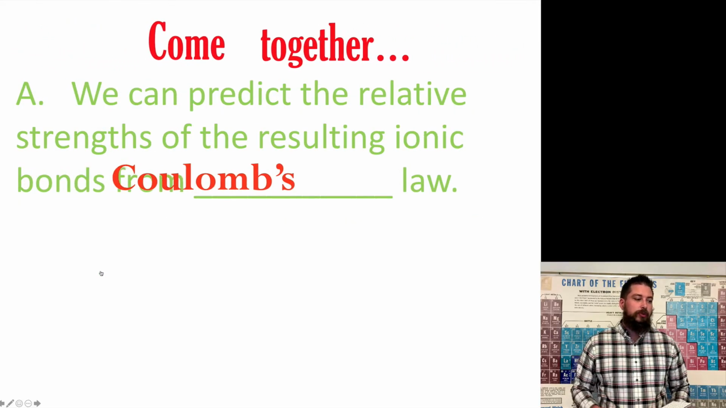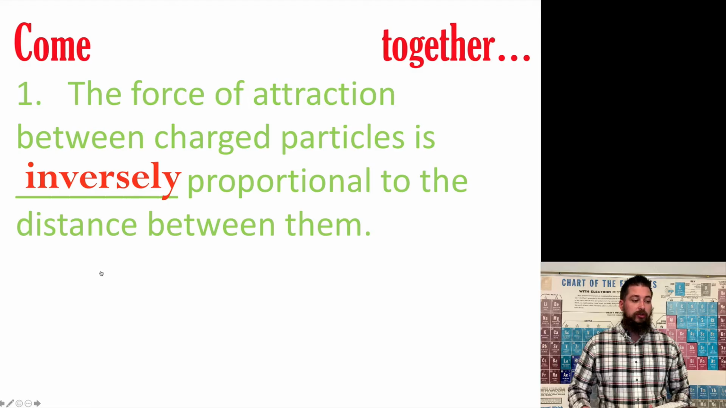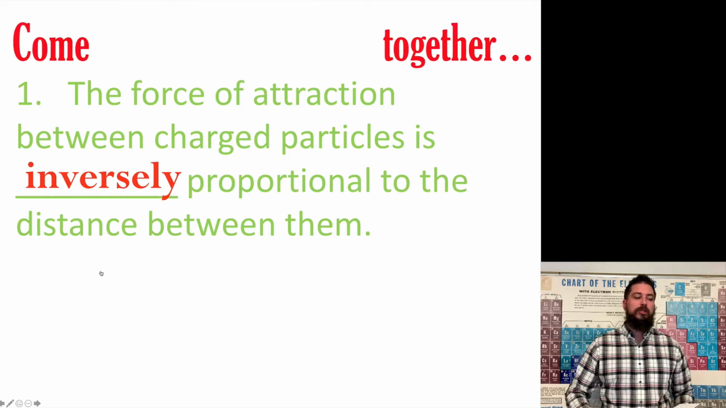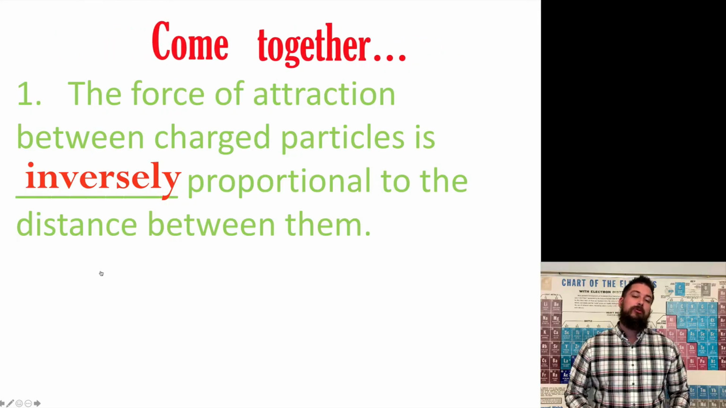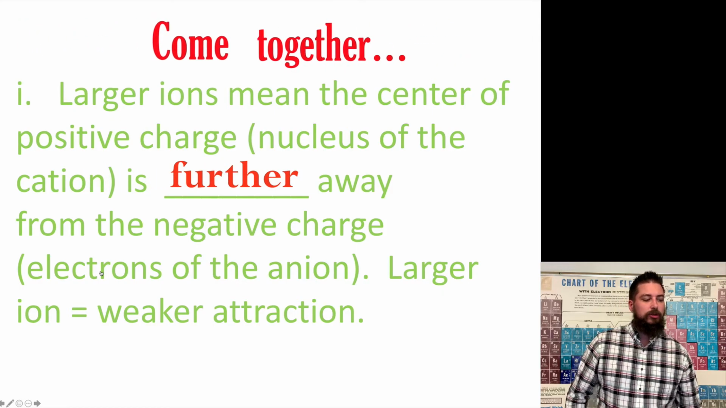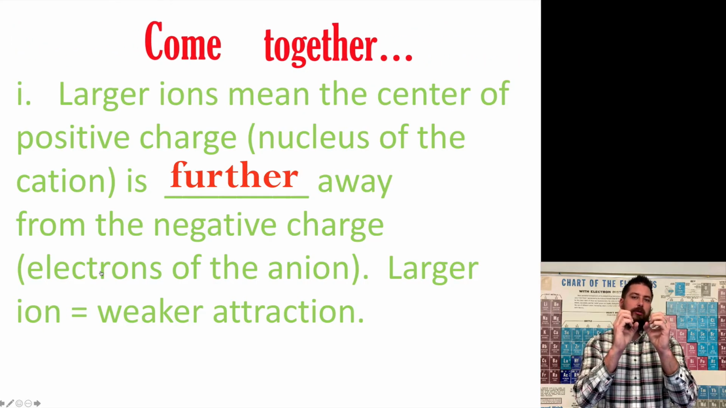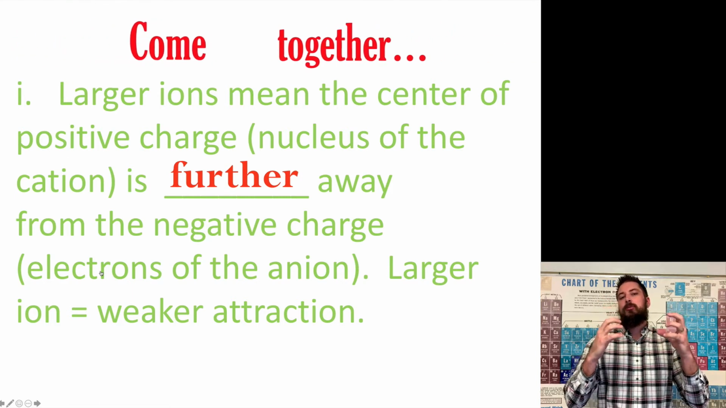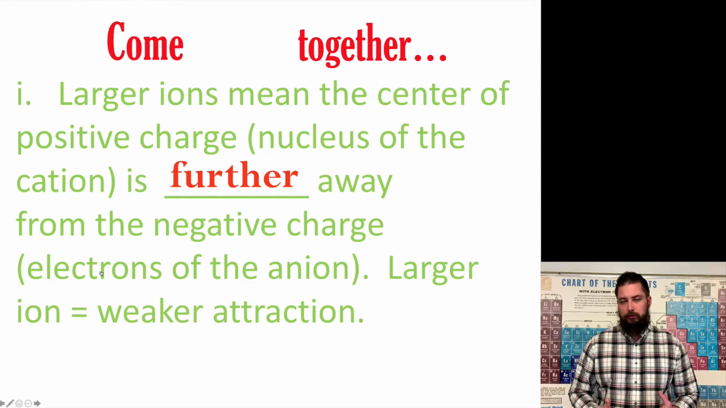Now, we can also predict the strength of attraction between them because of Coulomb's law. The first thing we can do is talk about the distance between them. The force of attraction between charged particles is inversely proportional to the distance. And so as two particles get closer together, there's a stronger force of attraction. If you have larger ions, and I want you to think about this, let's say we have two ions, a cation and an anion, and they're this large. Well, they can get this close together, but what if they're this large? Well, they're not going to be able to get so close together. And so if they're larger, the force of attraction between them is going to be smaller.